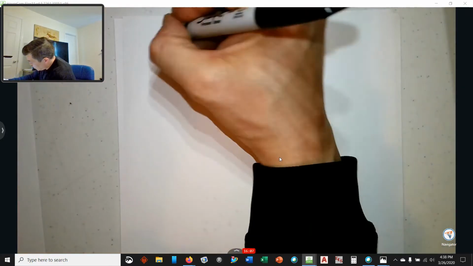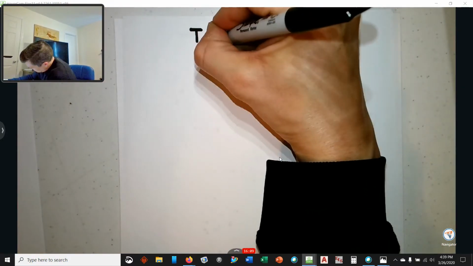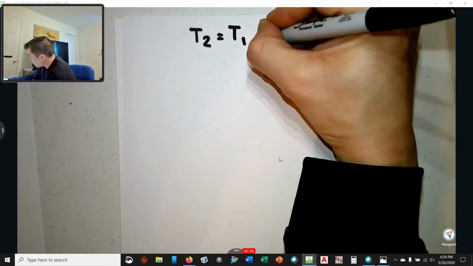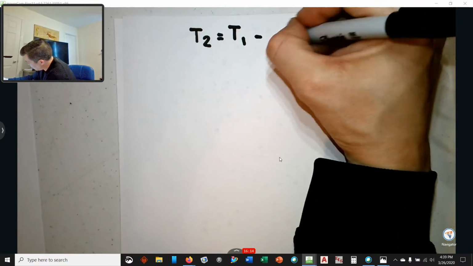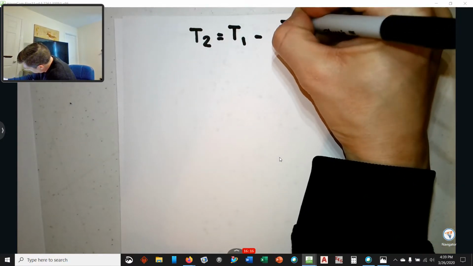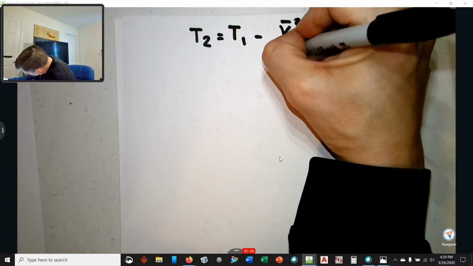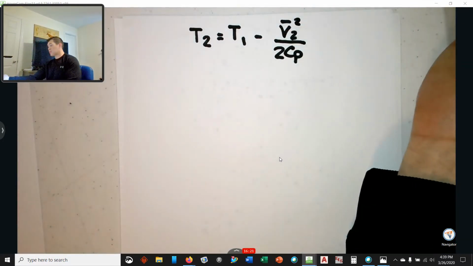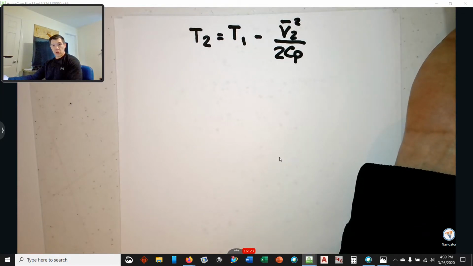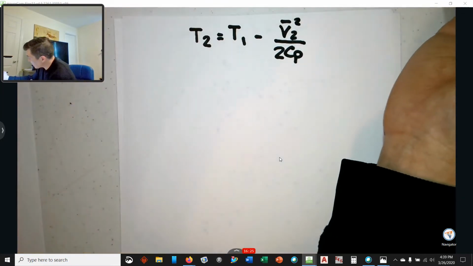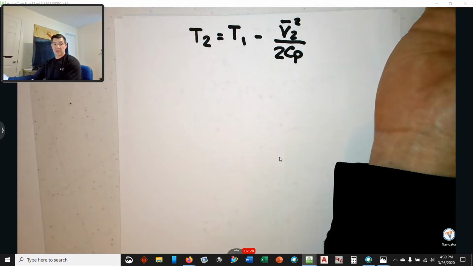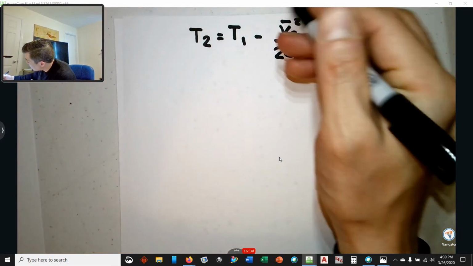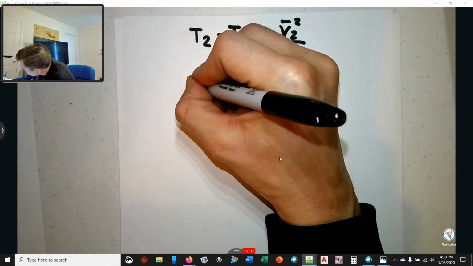All right, so let's take a look at what we had found. Originally, we have T2 equals T1 minus, we had 1 over CP, but we had V2 squared over 2CP. So we can write this. And so if we rearrange this as a delta T, so we could write this as T2 minus T1.